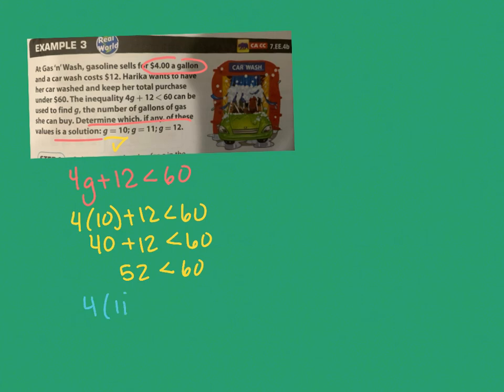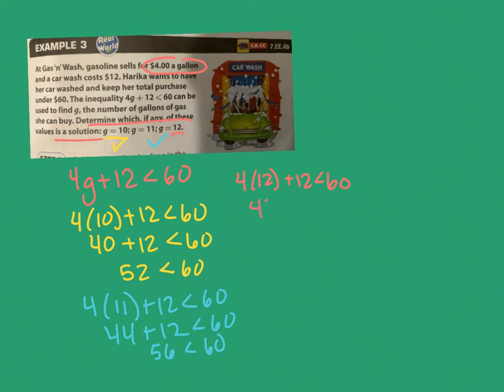Yes. Now let me try that with 11. So now I'm doing the whole calculation again. 44 plus 12, is it less than 60? That is 56. Less than 60? Yes. And then I have to do it again. 4 times 12 now, plus 12, less than 60. That is going to be 12, 24, 36, 48, plus 12, less than 60. 48, 58, 59, 60. Less than 60? No. Okay, did I get my answer? Yes. Did I need to do 3 calculations?